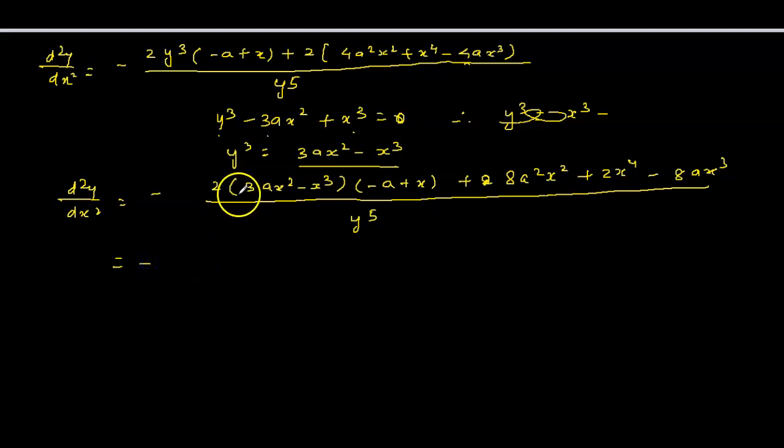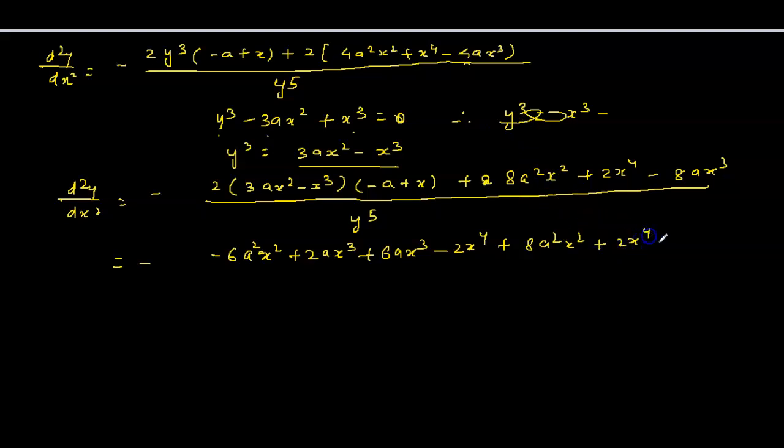So now we have this one multiply 2 into 3, 6 minus a, this becomes minus 6 a square x square, then this one into this and then a, so minus 2x cube and plus a, so it becomes 2x cube, then this into this one with x, so 3 2 is 6 a x cube, so right here plus 6 a x cube, and this one with the x, so 2 and x power 3 into x power 4, so it's minus 2x power of 4, plus 8a square x square as it is, plus x power 4 is 2x power of 4 minus 8a x cube divided by y to the power of 5.